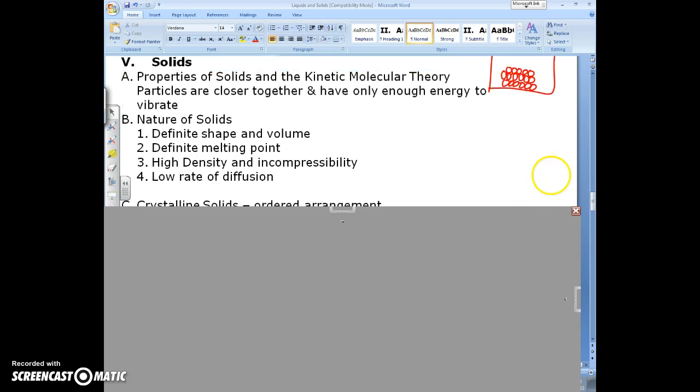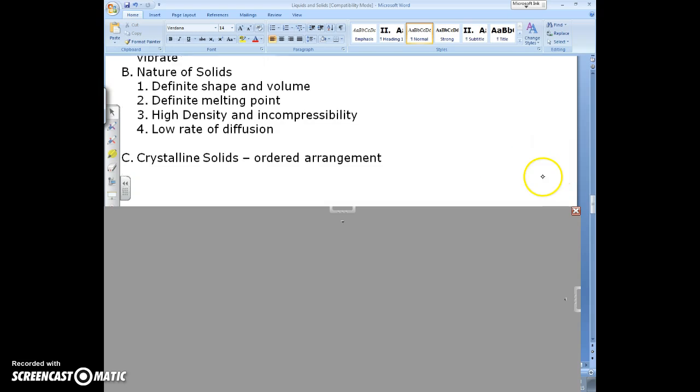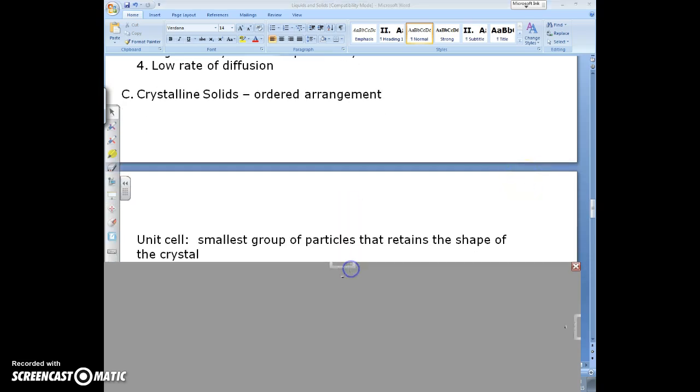Now, we have different types of solids. We have crystalline solids, and they have that nice ordered arrangement, that crystalline structure. Crystalline solids have that unit cell, and that is the smallest group of particles that retain the shape of the crystal. So a popular one would be a cubic unit cell, and you may have studied these in Earth Environmental Science. That pattern is repeated over and over and over again, throughout the entire crystal. So we just have cube after cube after cube built upon itself. And that's what we mean by a unit cell.